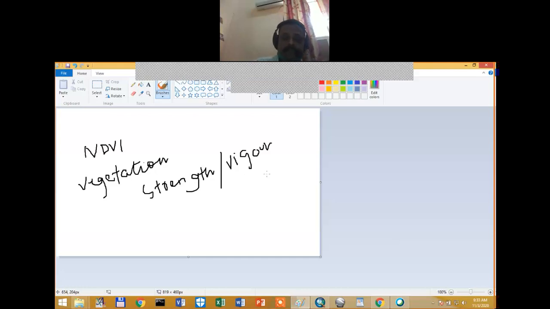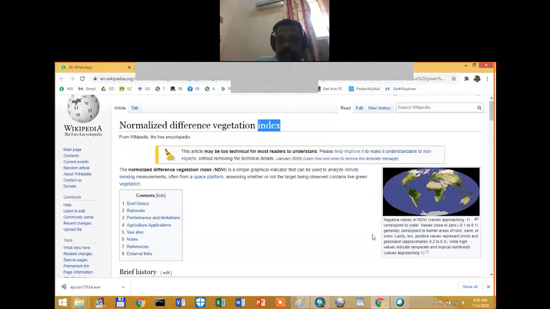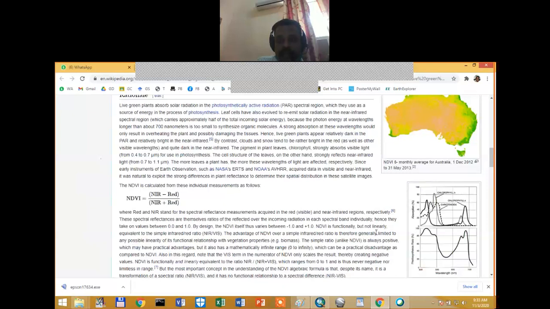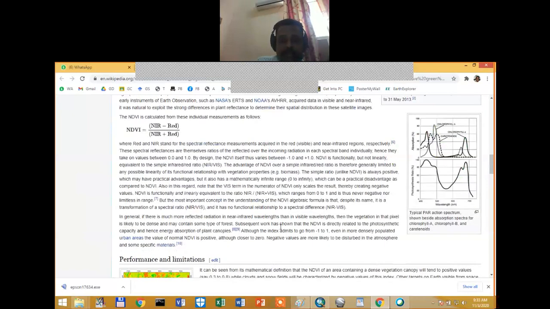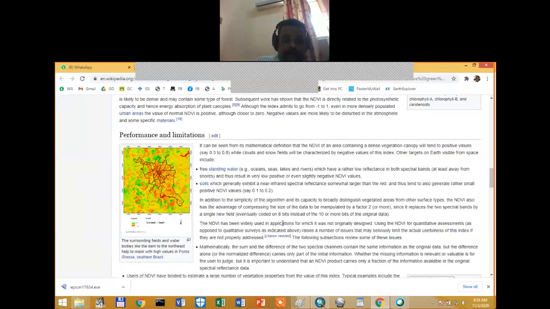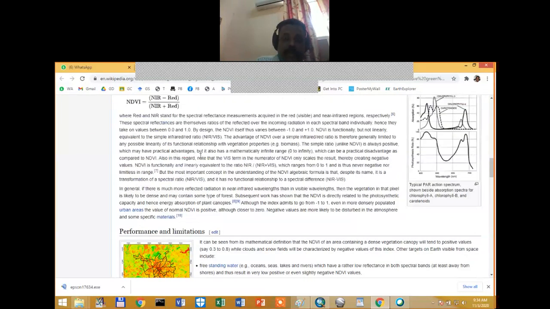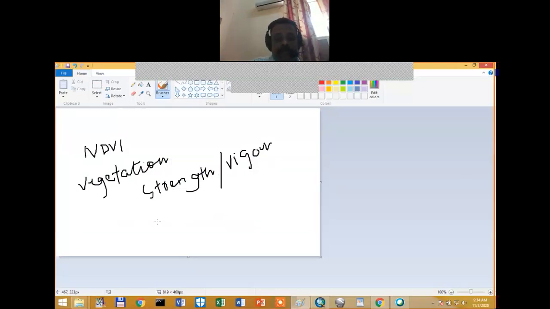For example, in case of a forest land, if you calculate NDVI, then normally the NDVI values will be quite high. And in the area where we don't have a forest, or we are devoid of forest, or we have only water, then our NDVI value will be quite low. So basically, it is the strength of vegetation or the vegetation vigor.